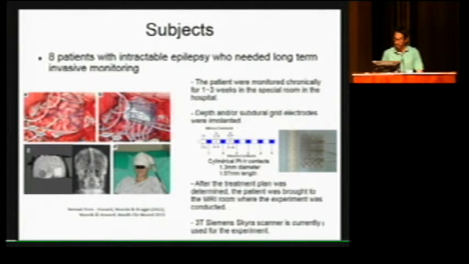So we have macro contacts here, and then these small contacts are micro wires so that we can record single units from these contacts. And we also implant this 96-contact high-density grid electrode. Then after the monitoring period, epileptologists decide the treatment plan. After the treatment plan was determined, the patient was brought to the MRI room, and then we did the ES-fMRI experiment. Currently, we are using a 3T Siemens Skyra scanner.